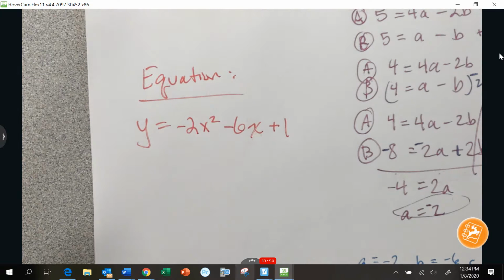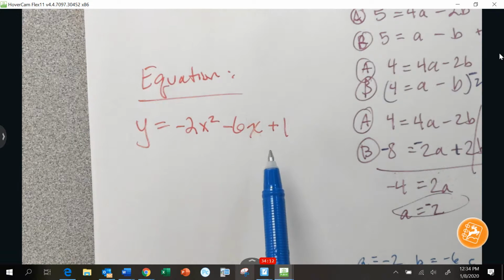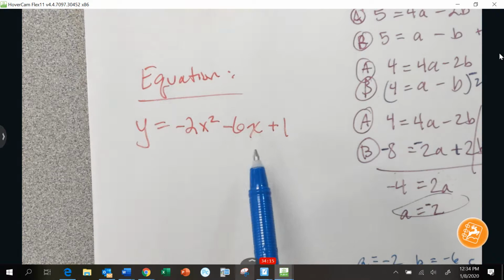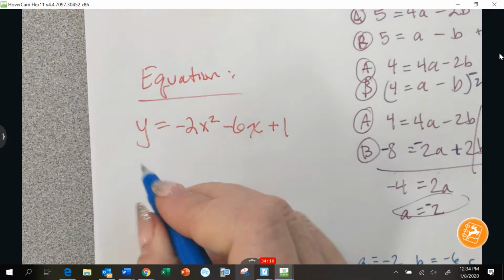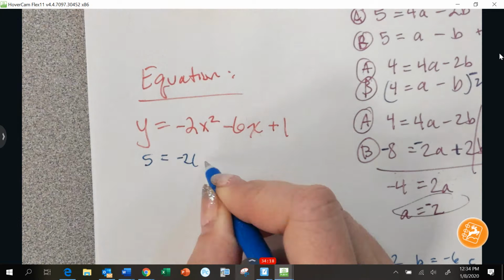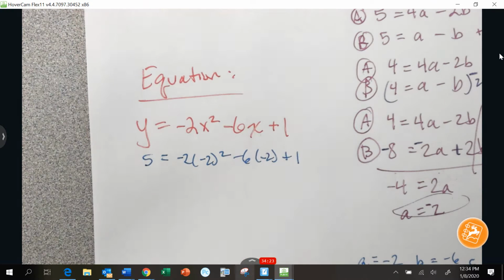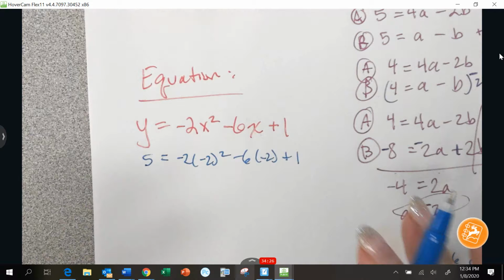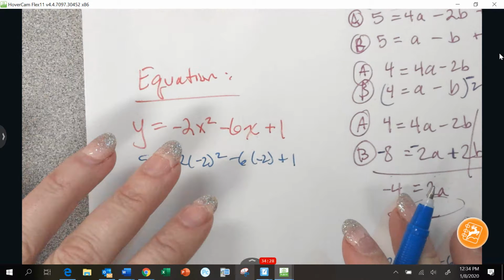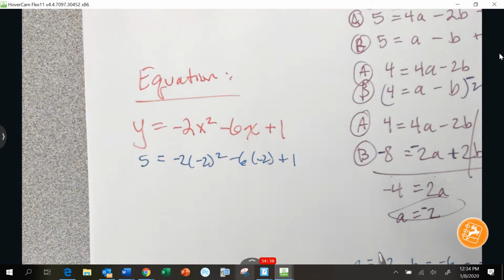So here's an extra check for you, if you're confident: all 3 ordered pairs should fit in the equation. So if I plug in 5 equals negative 2 times negative 2 plus 1, it should check. That's what we're finding, the parabola that goes through all 3 of these.